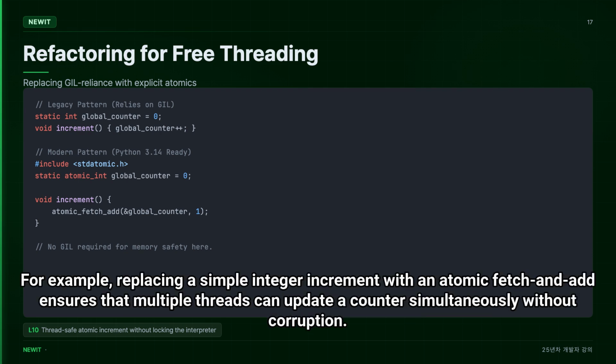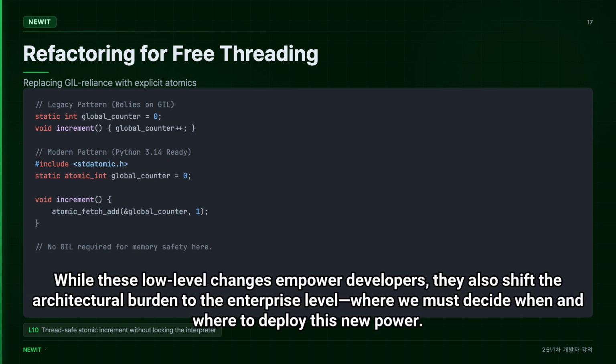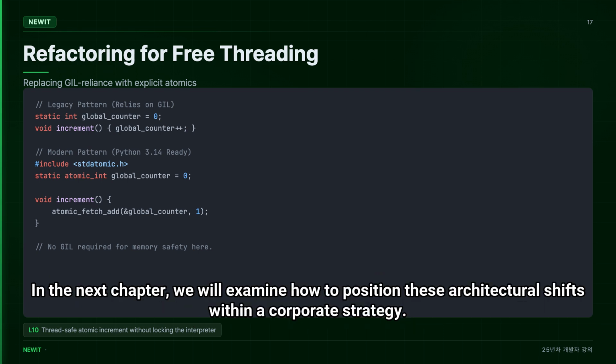For example, replacing a simple integer increment with an atomic fetch and add ensures that multiple threads can update a counter simultaneously without corruption. This transition from implicit safety to explicit concurrency is what separates a legacy developer from a modern Python systems engineer. While these low-level changes empower developers, they also shift the architectural burden to the enterprise level where we must decide when and where to deploy this new power. In the next chapter, we will examine how to position these architectural shifts within a corporate strategy.